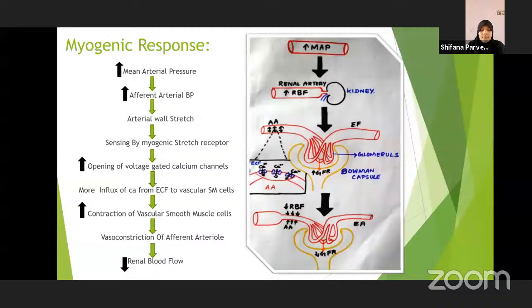Then it causes an increase in the opening of voltage-gated calcium channels. When the voltage-gated calcium channels open, there will be more influx of calcium ions from the extracellular fluid into vascular smooth muscle cells. Then it causes contraction of vascular smooth muscle cells. It leads to vasoconstriction of afferent arterioles. Then the renal blood flow decreases to normal level.